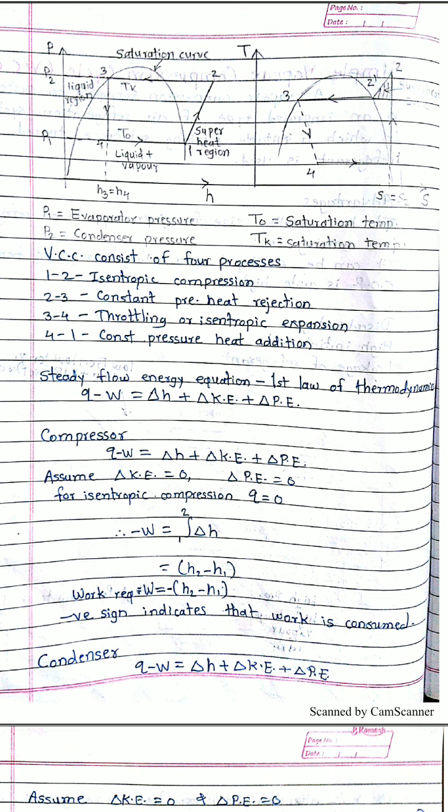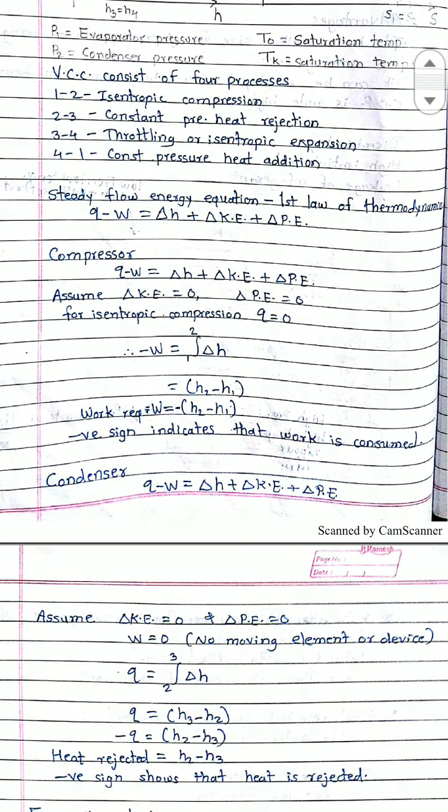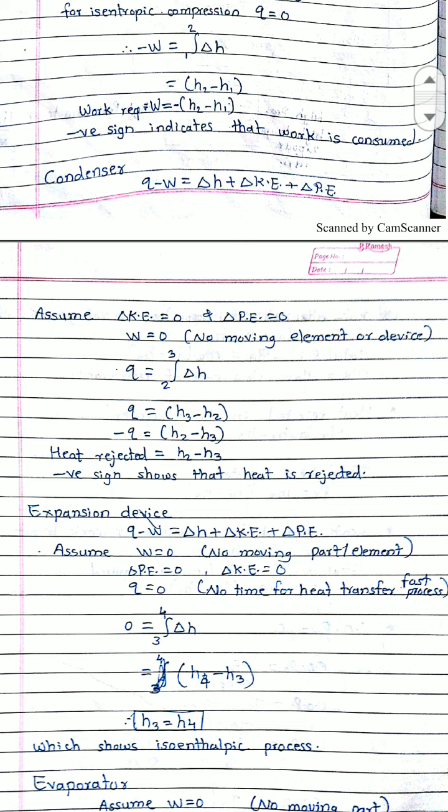minus H1. Now the same steady flow energy equation can be applied to the second component, that is a condenser. So the condenser is only rejecting the heat. So in the condenser, the constant pressure heat rejection process is there. Again, the condenser will not move, so therefore no kinetic energy and no change in potential energy. So delta KE is equal to 0, delta PE is equal to 0.